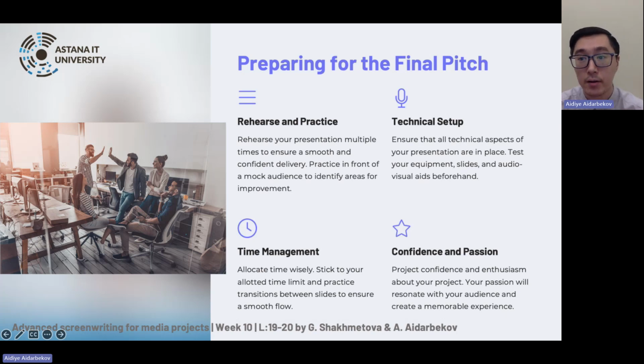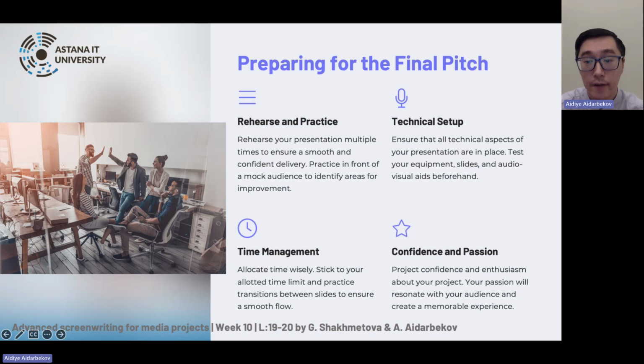The next one is technical setup. Ensure that all technical aspects of your presentation are in place. Test your equipment, slides, and audio beforehand. Technically you need to be prepared, but I know that you study media technology at Astana University, so I think this part will be clear for you. Time management, for sure. You need to allocate time wisely. Stick to your allotted time limit and practice transitions between slides to ensure a smooth flow. Here again, some communication skills and delivering information.